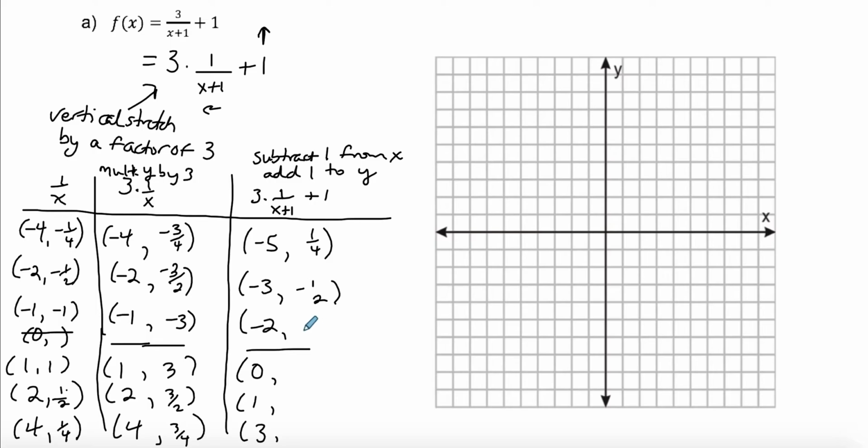Negative 3, come up 1, we're at negative 2. 3 plus 1 is 4. This is like 1.5 plus 1 is 2.5. Maybe I'll just use a decimal. And 3/4 plus 1 is 1 3/4 or 1.75. Maybe that makes more sense. So I have my new points that I will plot.